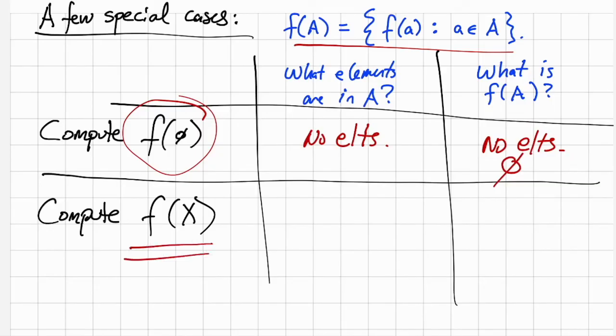What about f of the whole domain? Well, all elements are in capital X. What is f of capital X? It's the set of all possible values that you can get, which is the range of the function.